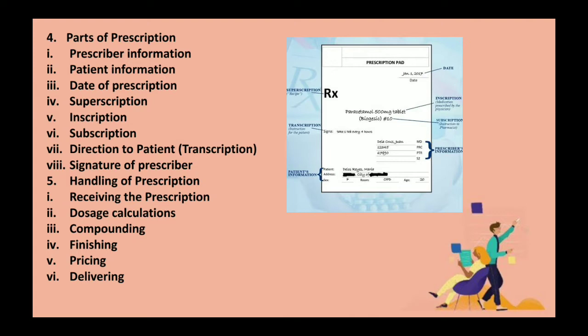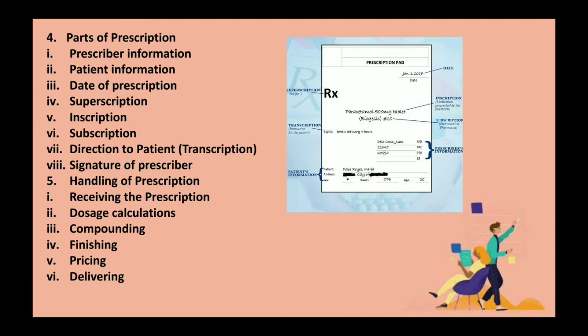So what is prescriber information? Prescriber information may include the name of the prescriber, qualification of the prescriber, then his practice number, address of the prescriber. Then in patient information, the name, address, age, weight of the patient in the case of prescription, then the name and address of the person to whom the medicines are delivered in the case of prescription issued by a veterinarian.